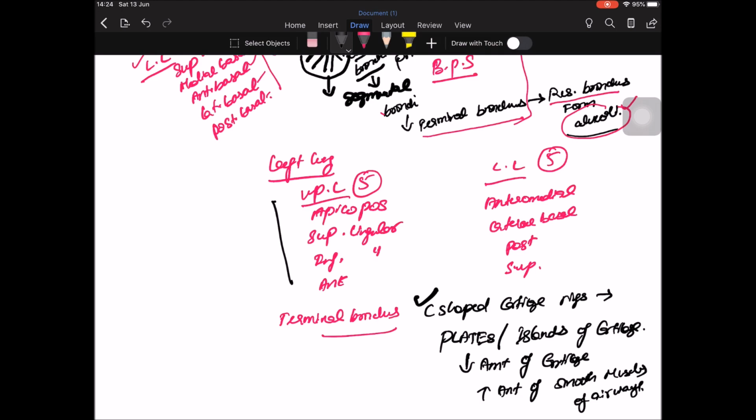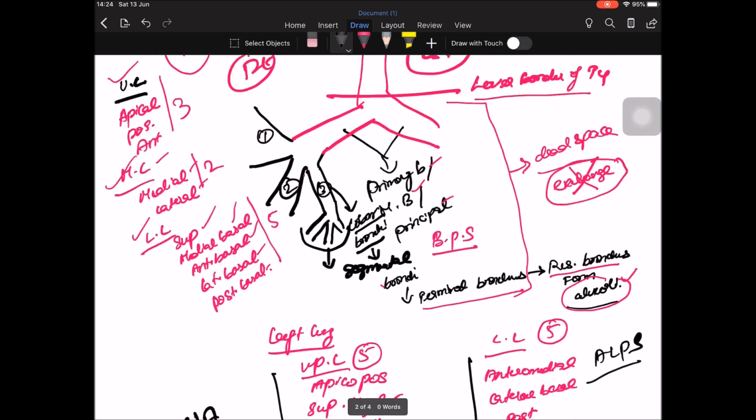So the mnemonic for the left lung, the upper lobe: ASIA, apico-posterior, superior lingular, inferior lingular, anterior. For the left lower lobe: ALPS, anterior medial, lateral basal, posterior and superior.